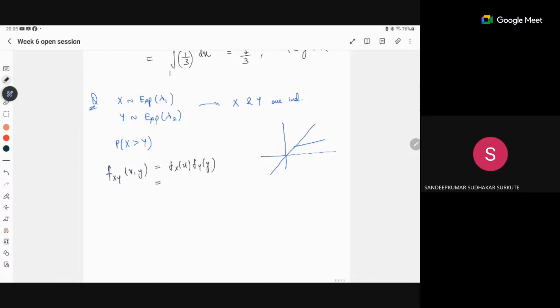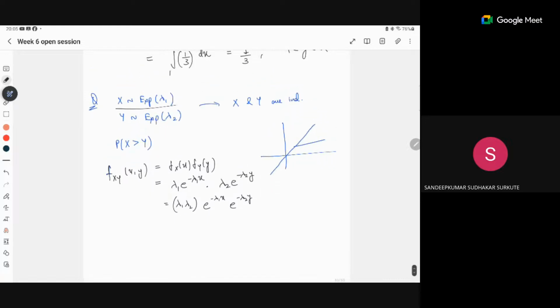Now what is fX of x? X follows exponential with lambda 1. And what is the PDF of exponential? It is lambda e to the power minus lambda x. What is the PDF of Y? It is lambda 2 e to the power minus lambda 2 y. So this will become lambda 1 lambda 2 e to the power minus lambda 1 x, e to the power minus lambda 2 y.